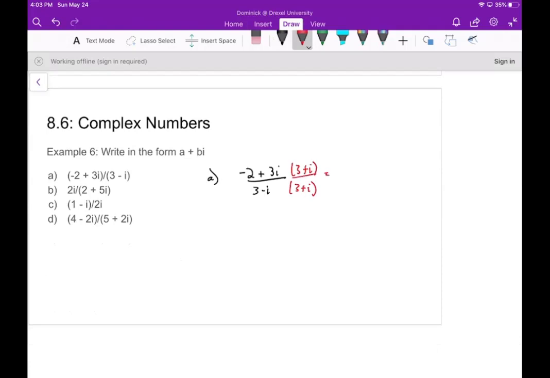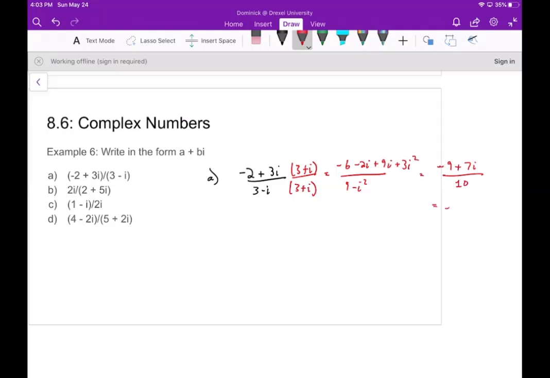And if we do that, the bottom is going to become, it's a difference of 2 squares, so it's a 9 minus i squared. And then in the top, we FOIL. We get a minus 6 minus 2i plus 9i plus 3i squared. So now if we change our i squareds to negative 1s, in the top we'll get a negative 9 from minus 6 minus 3 plus 7i. And then in the bottom, we're going to get a 10.